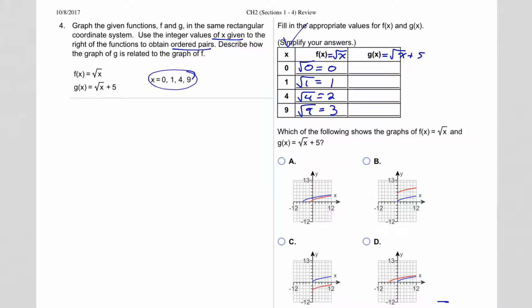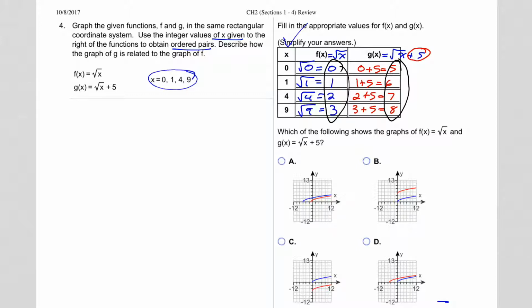Then the next one is basically the same values, except we're going to add 5 to each answer. So this is going to be 0 plus 5, which is 5. 1 plus 5, which is 6. 2 plus 5, which is 7. And 3 plus 5, which is 8. Okay, so those are our values, and now we have ordered pairs.